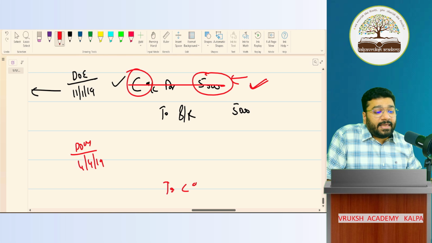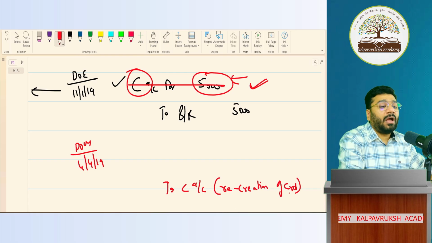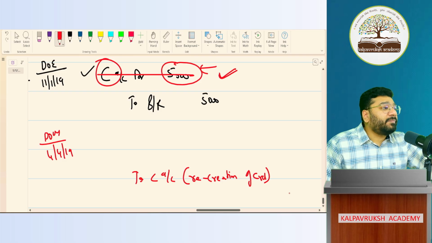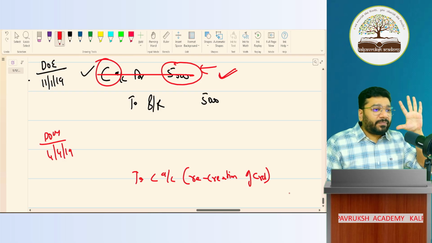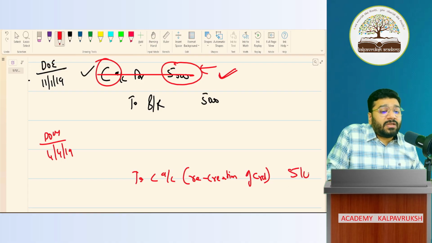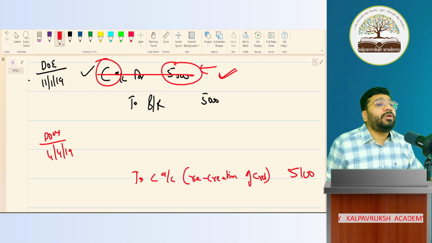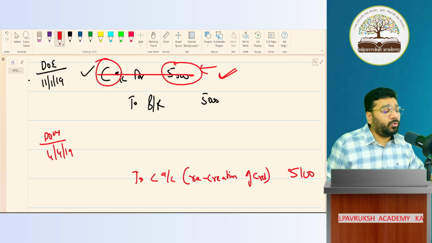So to C account, recreation of creditor. How much money should you pay to C? 5,000 for the goods value, plus 100 rupees noting charges he paid. So in total how much money do you pay him? 5,100. In total, how much are you supposed to pay him? 5,100 in total you're supposed to pay. Got it, not got it? Okay.